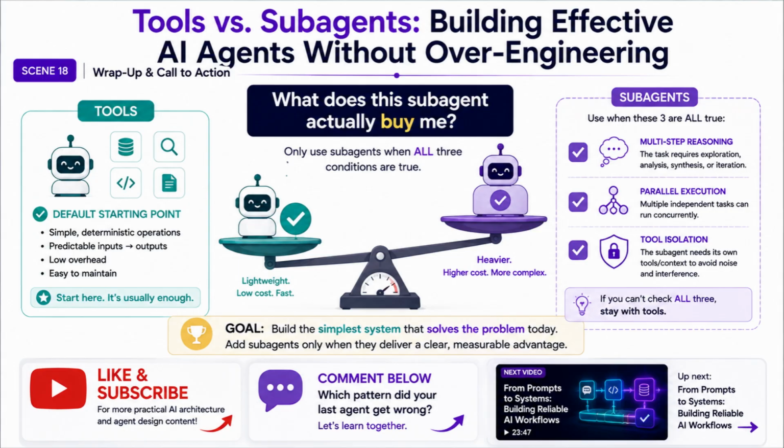The question worth asking before you write a single line of subagent code is disarmingly simple. What does this subagent actually buy me here? If the honest answer is only a small amount of processing before returning a result, a tool is almost certainly sufficient. If the honest answer is independent reasoning, real context isolation, or genuine parallel execution, a subagent is genuinely justified. Start with tools. Add subagents only when tools hit a concrete limit.